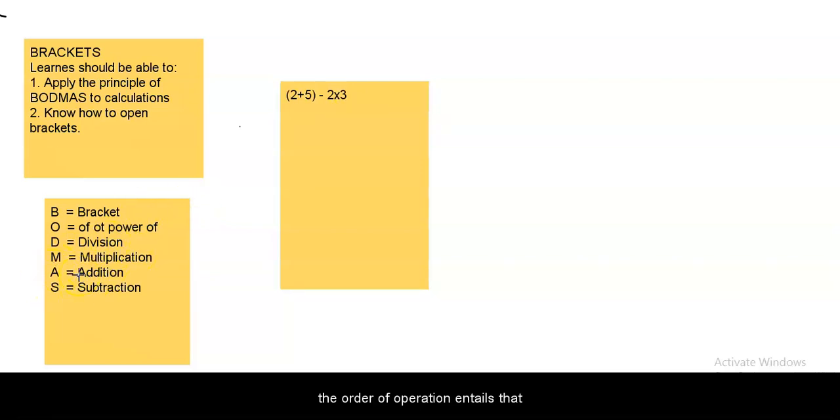The order of operation entails that you solve the bracket first. From the arrangement here, we can see that B comes first, bracket. That means we are going to solve the bracket first. So we are going to solve minus 2 plus 5 first. This is what we are going to solve now. 2 plus 5 gives 7.